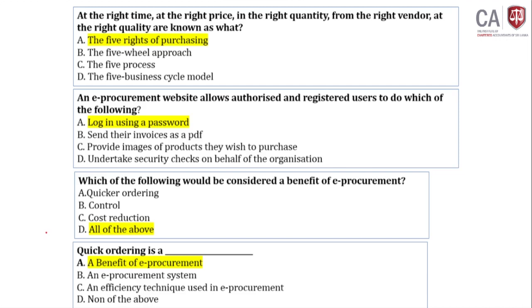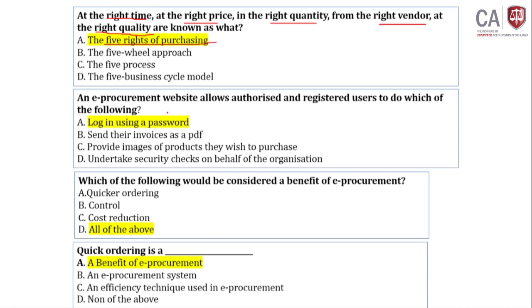The question: at the right time, at the right price. Right price, they are talking about the 5 rights. Right quantity, right vendor, right quality are known as the 5 rights.